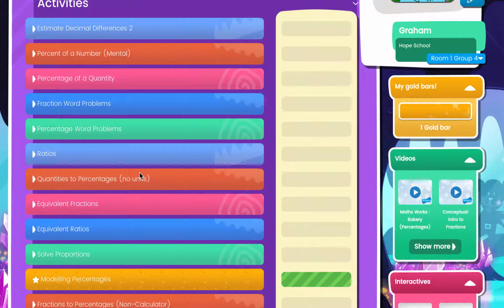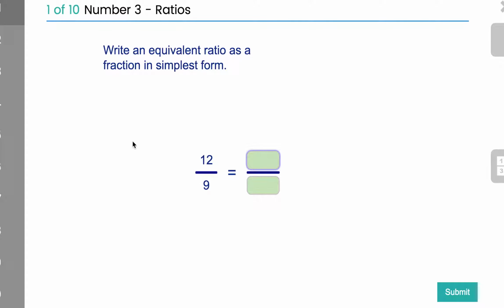This activity is ratios. Ratios are just a particular type of fraction, okay? They're just a fraction that means something. Not that other fractions don't, but that's all a ratio is. Just think about it as being a fraction.